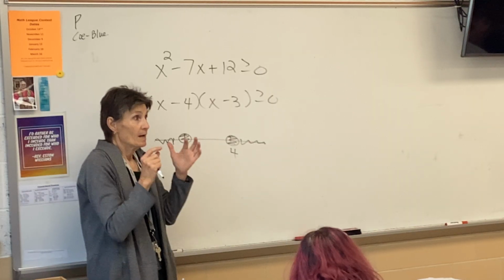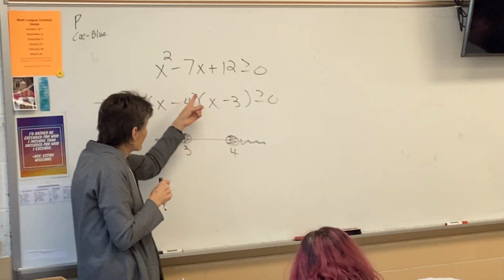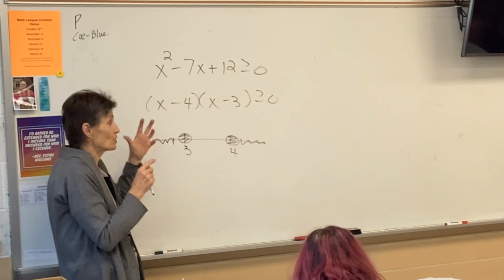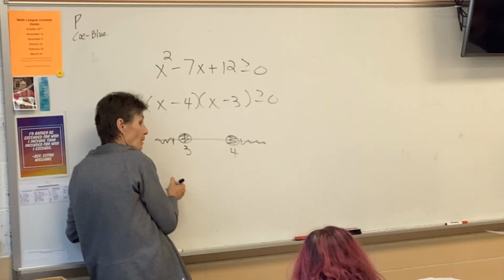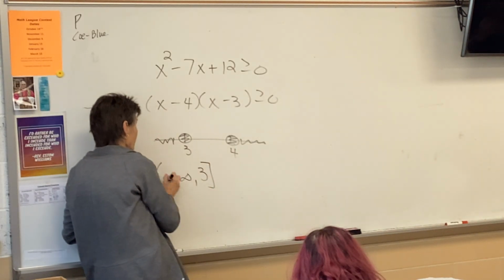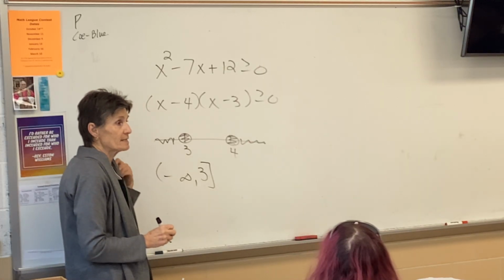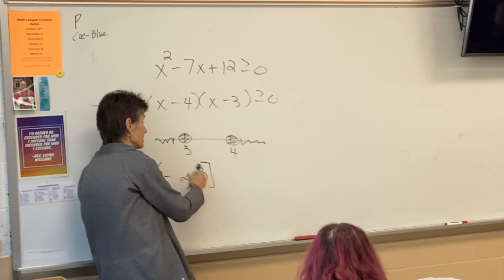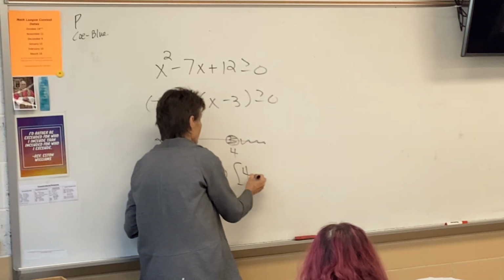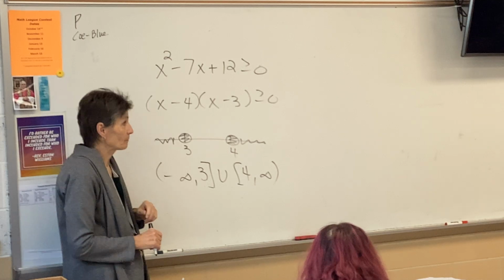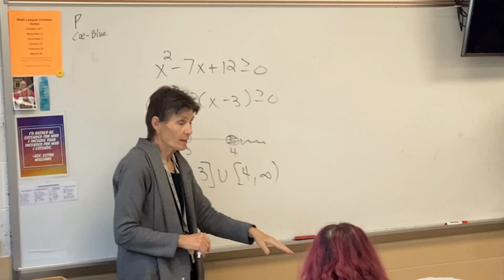As long as I don't have a squared up here, right? That's the key. No squares, shade on the outside. Then I write my answer. Negative infinity to 3. Remember, there's always parentheses on the infinities, and there's always brackets if the dots are closed on the numbers. So there's your answer.